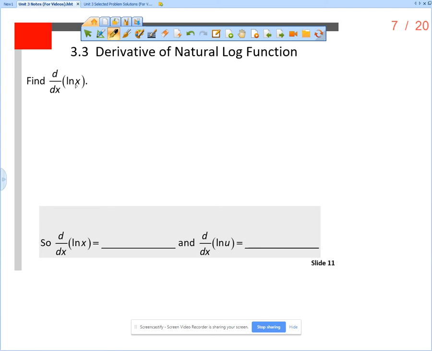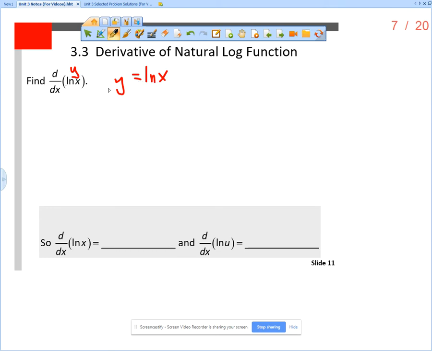Just a reminder, we're going to use the derivative of e to the x here. Just like we did in section 3.1 with the derivative of the inverse trig functions, where we used the derivative of the regular trig function. So in this problem, we're going to let y equal the natural log of x, and we're still trying to find dy/dx.